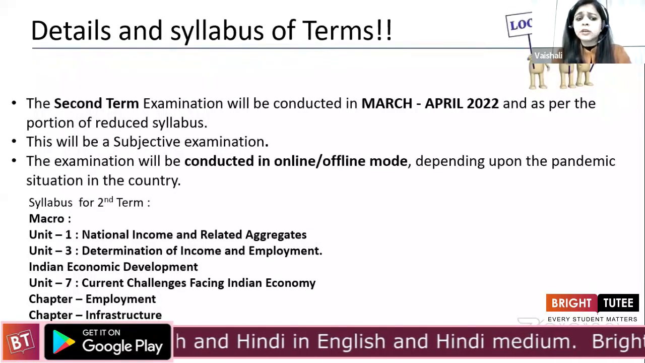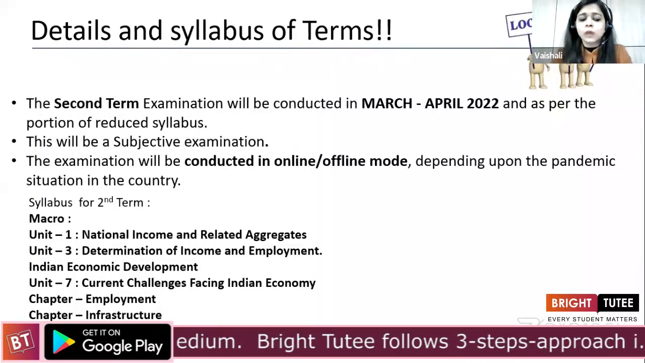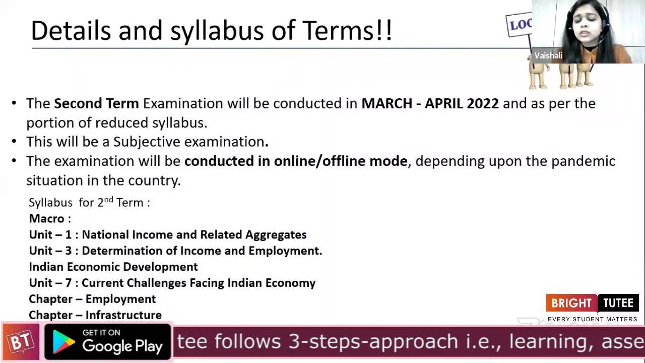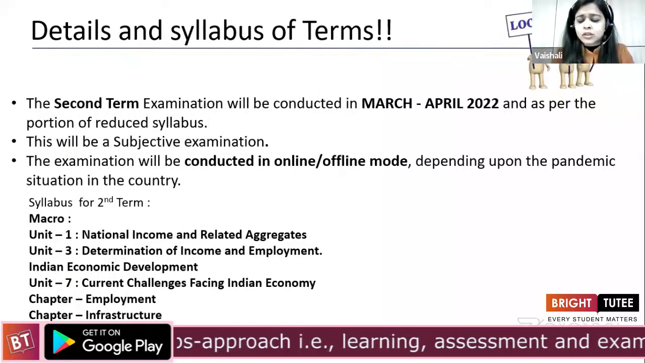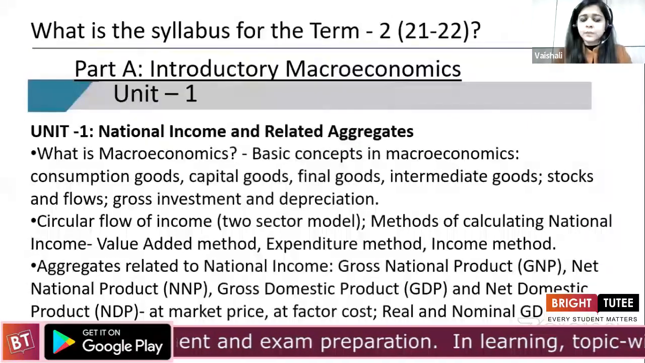If we go by Indian Eco, then these are Unit 2 and 3. But if we go aggregately, this is 1, 3, 7, and 8. So these are the only topics that are coming. So let us discuss the content of these topics a little bit in detail.